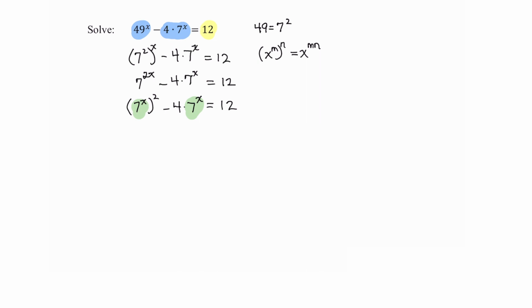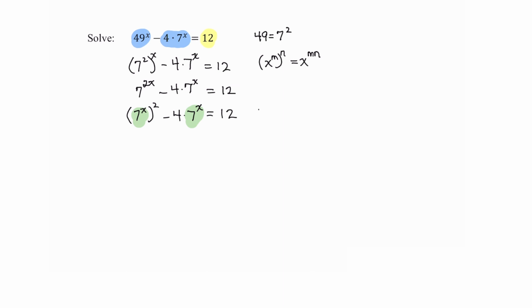So since we have that showing up in a couple different places, let's make a substitution to see if it helps us. Pick a letter that's not in this equation. You can pick whatever letter you like. I'm going to pick u. So we have u is going to take the place of 7 to the x. Now making that substitution, we get u squared minus 4 times u is equal to 12. Now we see that this is quadratic in u.